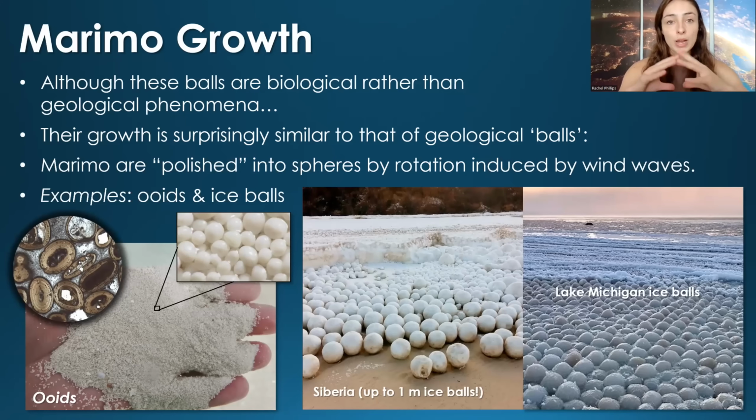Ooids are round concretionary mineral deposits or mineral precipitates around some sort of nucleus, like a mineral fragment or sand grain or whatever it might be. And they do this because they're in the shallow shoal environment with waxing and waning waves that roll them around and cause the precipitation of the calcium carbonate around that grain to be in this round spherical, polished, pearl-like form. And then ice balls have a similar polishing process during their growth or mineral precipitation.